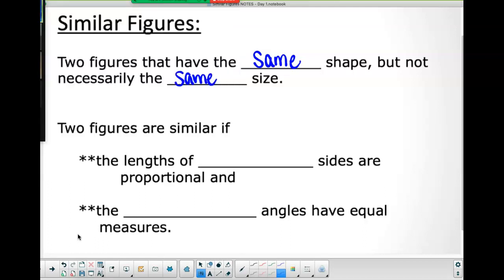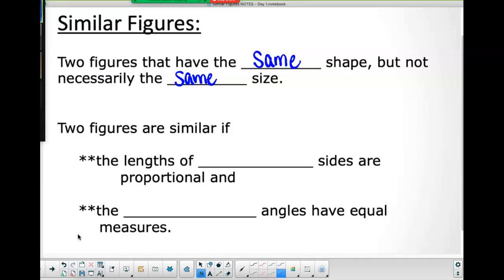As people, we are kind of similar. We kind of have the same shape, right? We have 2 eyes, nose, mouth, ears, 5 fingers on each hand, toes, legs, arms. But we're not all necessarily the same size. Some of us are shorter, taller. So we are similar. Similar does not mean you're identical.